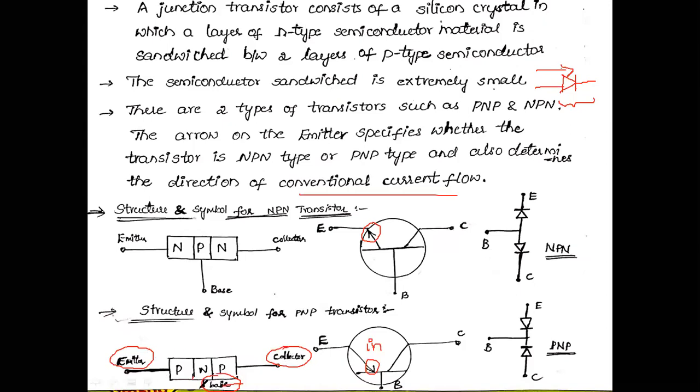Three terminals are drawn in this layered PNP type of transistor. First one is emitter terminal, middle terminal is base terminal, and third one is collector terminal. This is the sequence. Emitter, base and collector. Simply EBC.